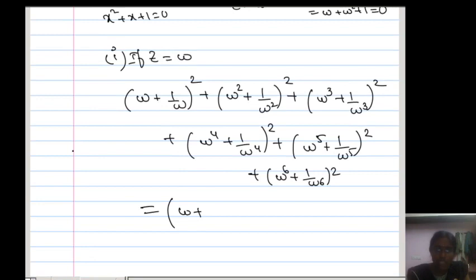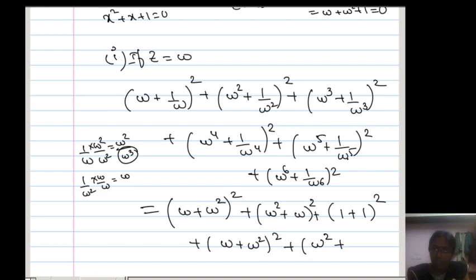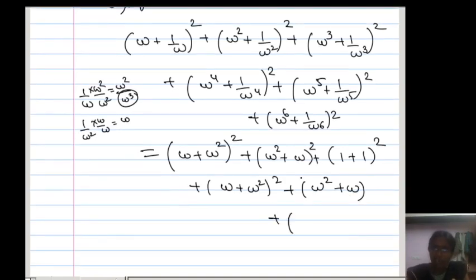What happened? ω²/ω³ is equal to 1, so this is equivalent to ω². 1/ω can be written as ω². Similarly, 1/ω², you can multiply and divide by ω, it is equivalent to ω/ω³, so ω. Similarly, ω³ is 1, 1/ω³ is also 1, (1 + 1)². Next, ω⁴ is ω, but 1/ω⁴ is again ω², power 2. ω⁵ can be written as ω³ into ω², so ω³ is 1, so ω². Here 1/ω⁵, just now we discussed, is ω. Next, ω⁶ is 1, 1/ω⁶ is 1.